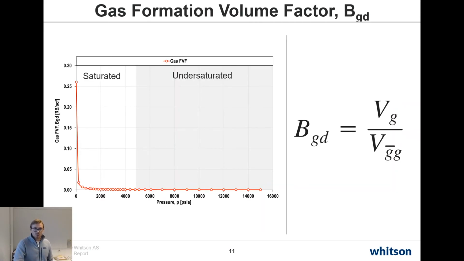When it comes to the definition of a gas formation volume factor, the strict definition of that is the reservoir gas volume divided by the surface volume of gas originating from the reservoir gas. And we denote that as Bgd. And the reason why we use Bgd is to differentiate between Bgd and this Bgw, which is called the wet gas formation volume factor.